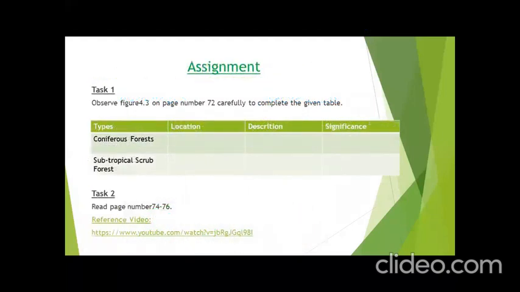That's all for today, children. The assignment will be uploaded in the Google Classroom and you are supposed to do it by today. Observe figure 4.3 on page number 72 of the textbook and complete the given table, as well as read page number 74 till 76. For further reference, you can watch the video in the given link.